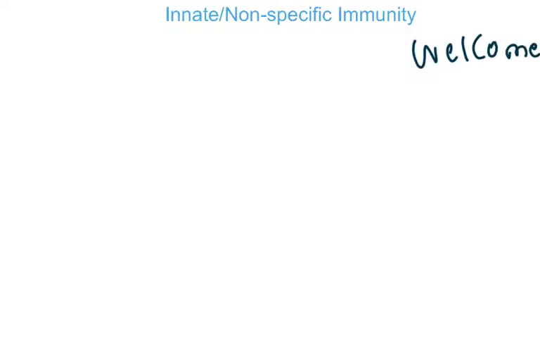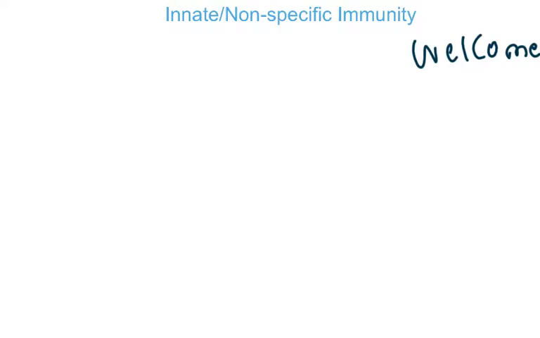Your innate slash non-specific immunity is the part of your immune system that's non-specific, meaning that it's not specific to some particular antigen for bacteria or virus or fungi or something like that. It's not specific to any antigen. It's the part of your immune system that will naturally attack any type of pathogen. It will attempt to naturally and non-specifically attack any type of pathogen.